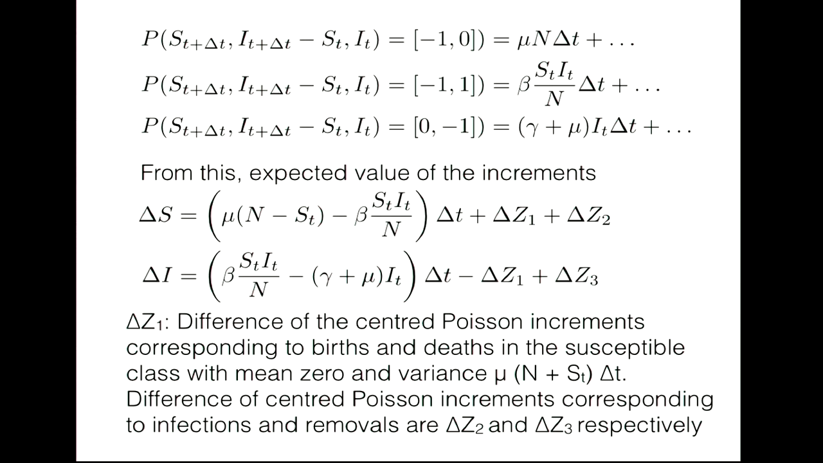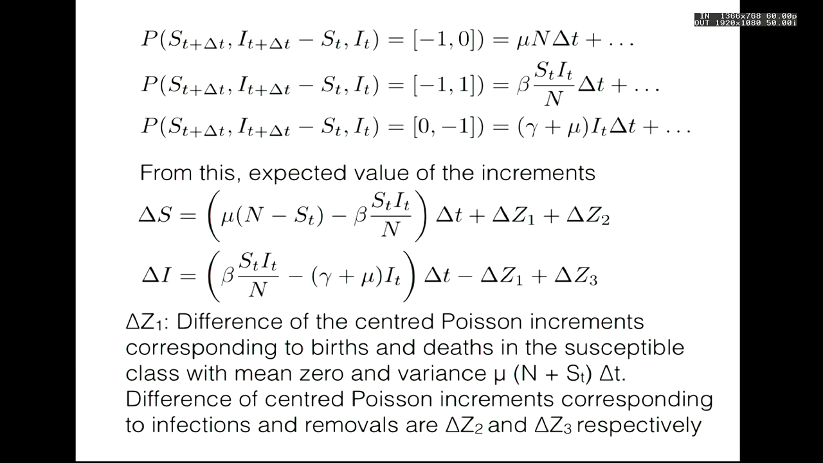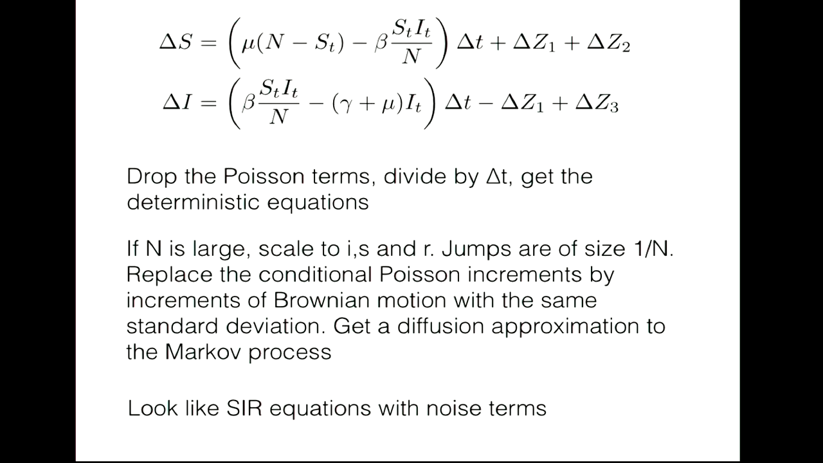So you've divided the change in S in an infinitesimal amount of time delta t into some part of it that is not random. And to that you have added a Poisson process with certain mean and variance. Okay. By averaging over these last two terms here, you can get back to the original SIR equation. So you drop the Poisson term, divide by delta t, and you get back to the deterministic SIR equation that I wrote down.